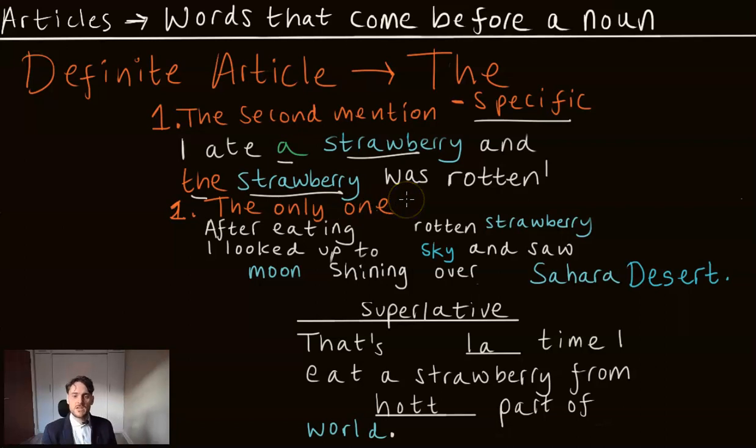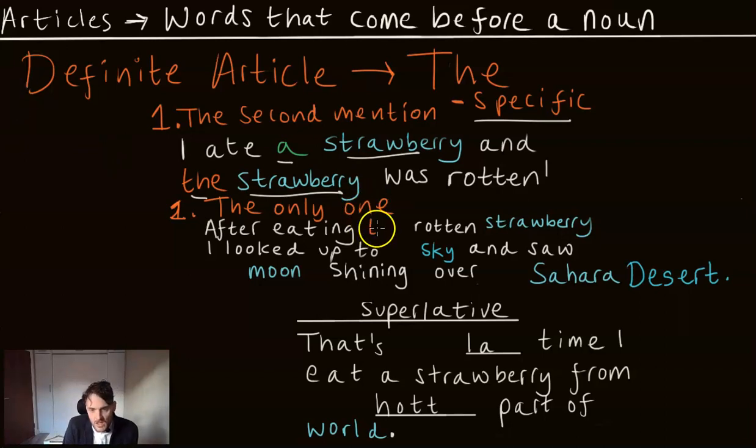So we use the definite article when what we're talking about is the only one around, or the only one in the universe, the only one or thing in the world. Okay, so let's have a look at it.